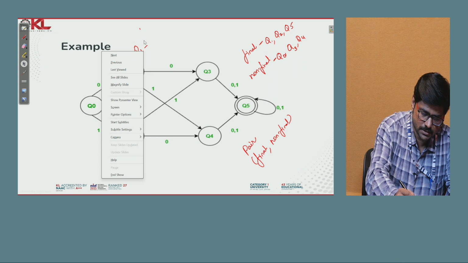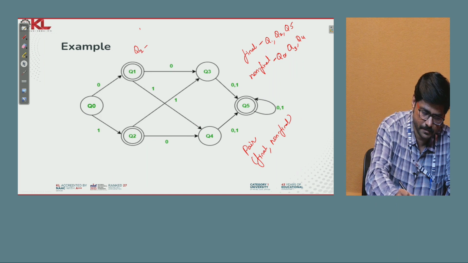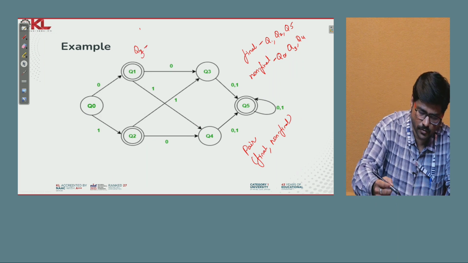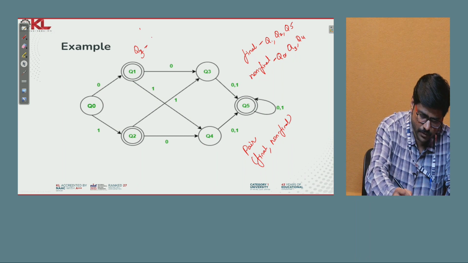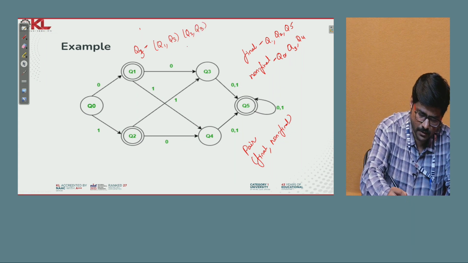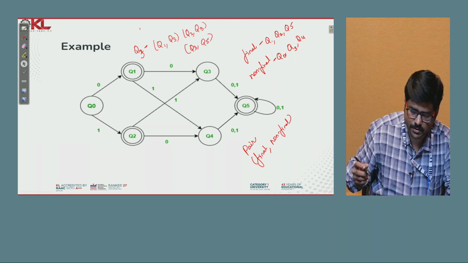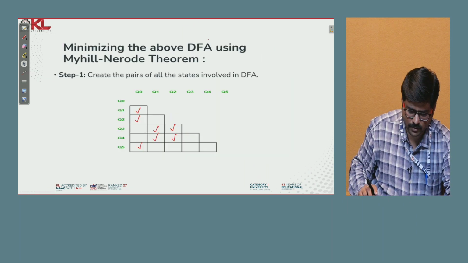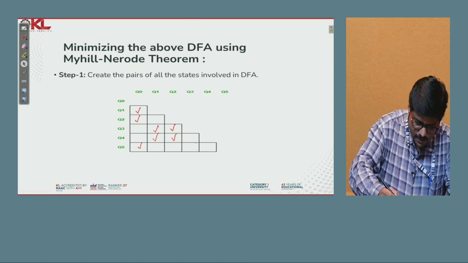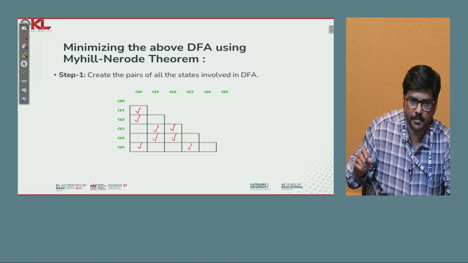So the next one is Q3. Now Q3 is what? Non-final state. It can be paired up with what? Final states. Those are Q1 Q3, Q2 Q3 and Q3 Q5. Already Q1 Q3 and Q2 Q3 are over. Next one is Q3 Q5. Now we have to go to the Q3, and in that Q3 Q5 we have to mark it.